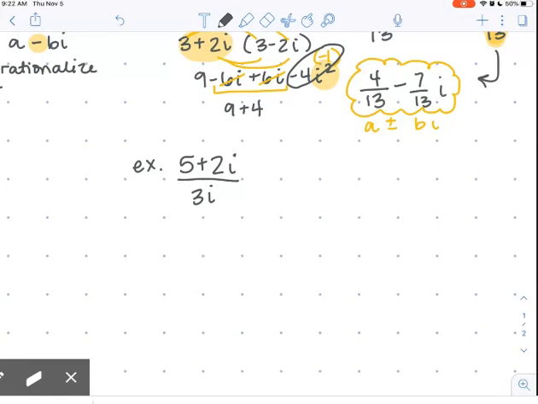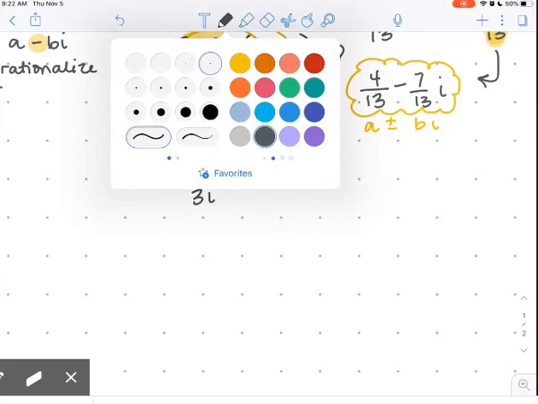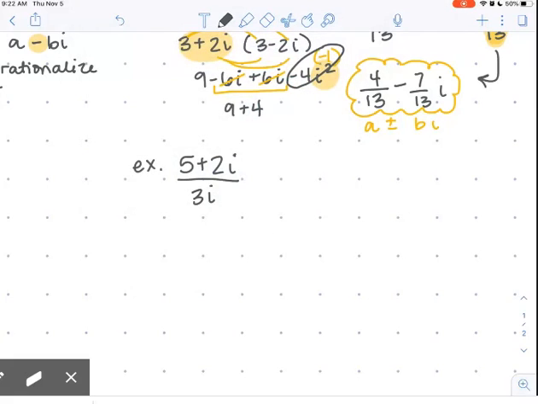In order to rationalize this, I'm just going to multiply. Essentially what we're doing is we're taking the opposite of the imaginary component. So in order to rationalize this one, I would multiply by negative 3i.